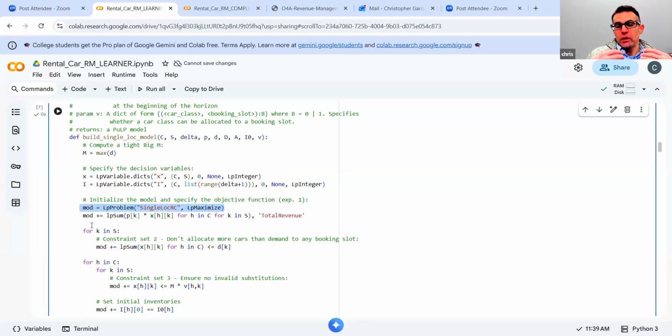And now the way we add components to the model, the way we add an objective function or individual constraints, is just the plus equals, just like we're used to doing when we append to arrays. We're just appending another component onto the model.